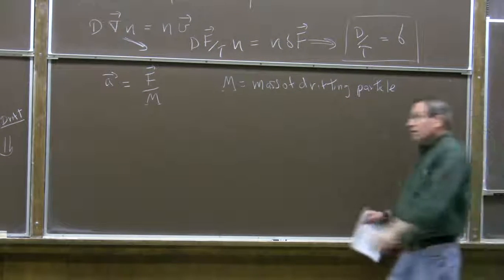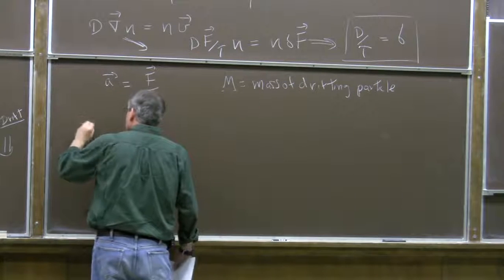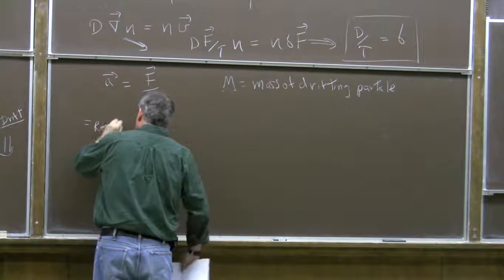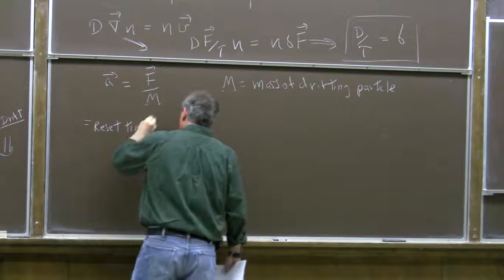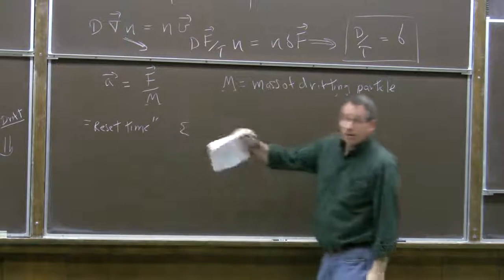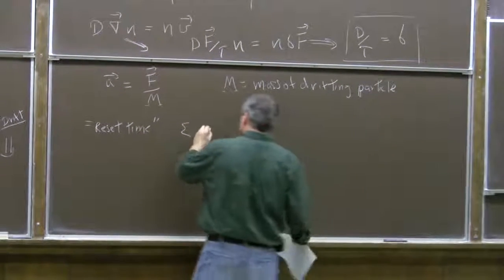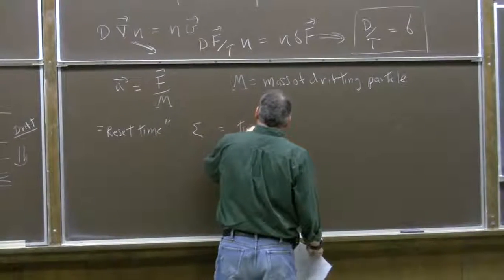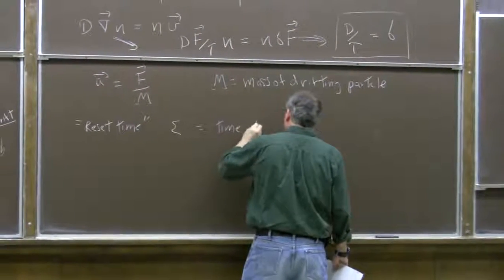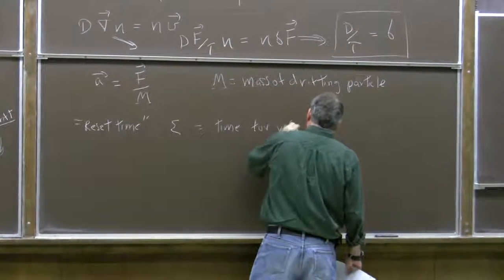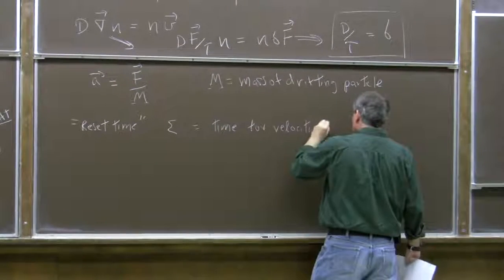And so there's going to be a reset time. In the microscopic model we discussed last time, we'll call that epsilon. That's the time that the particle moves before the molecular collision to randomize its velocity and send it off in a new direction. Time for velocity to be reset.